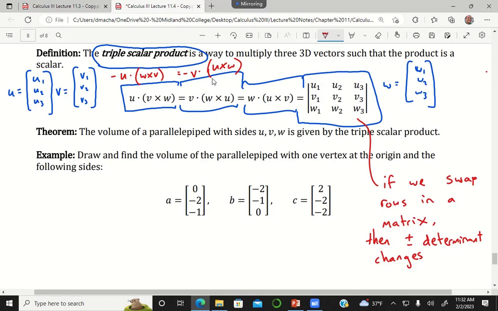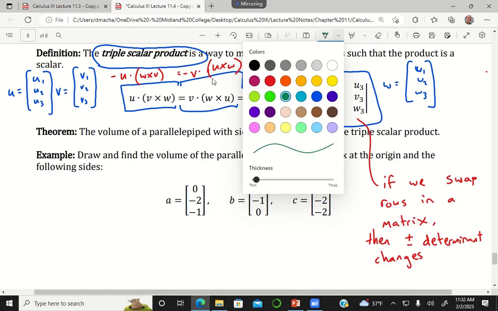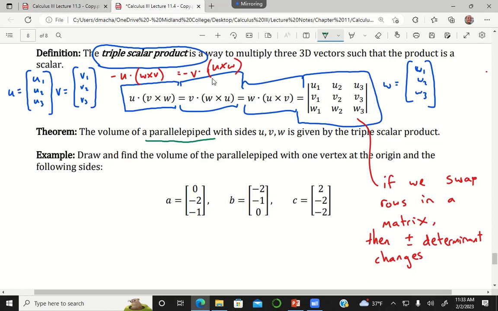consequence here. And this theorem right here says the volume of, and I don't even know how to pronounce this word, I see it all the time in books, but the volume of a parallelepiped with sides u, v, w is given by the triple scalar product.